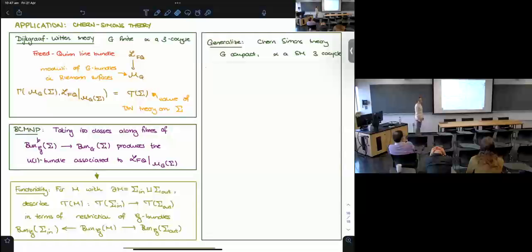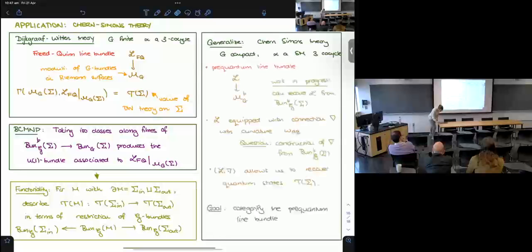So at a high level you could understand it by an S1 bundle. And also because Chern-Simons theory is much harder, Dijkgraaf-Witten theory is kind of a toy model for that. I'll explain a little bit now of some work in progress or some ideas.